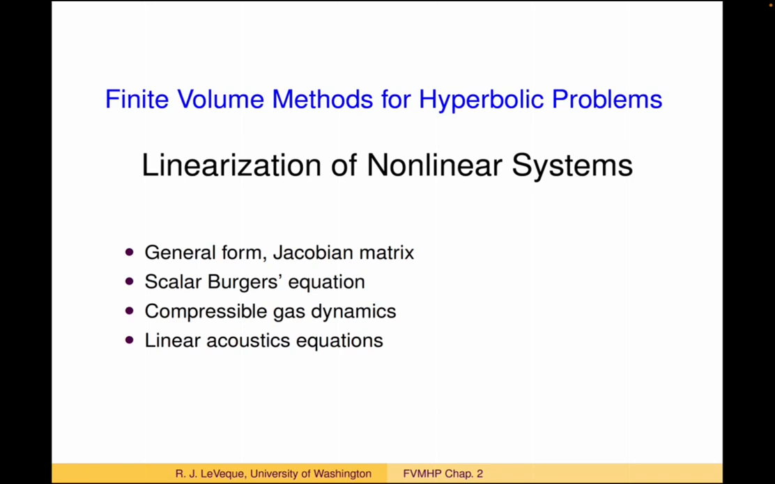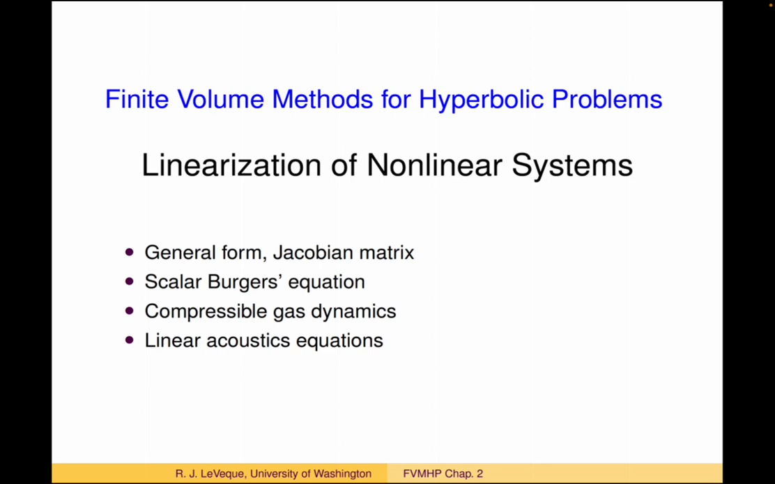In this lecture, I'll talk about the linearization of nonlinear problems. Now we can take a nonlinear system of conservation laws, and when we look at small perturbations around some steady state, express that in terms of a linear hyperbolic equation for how the perturbations behave.